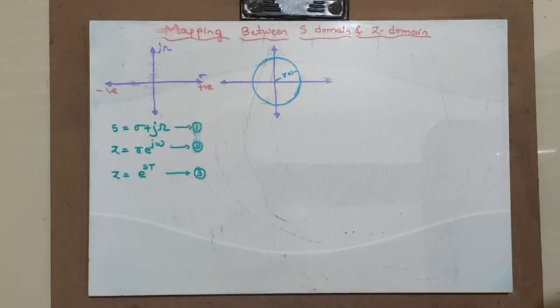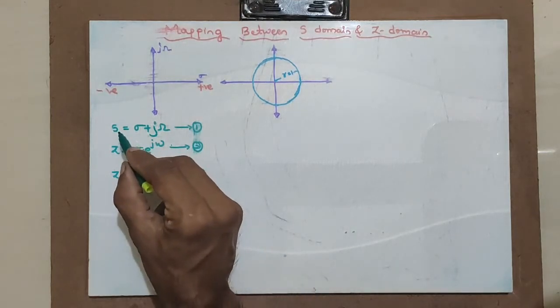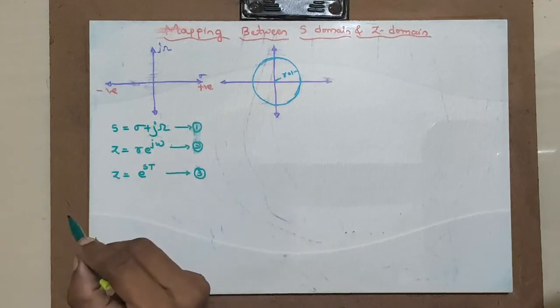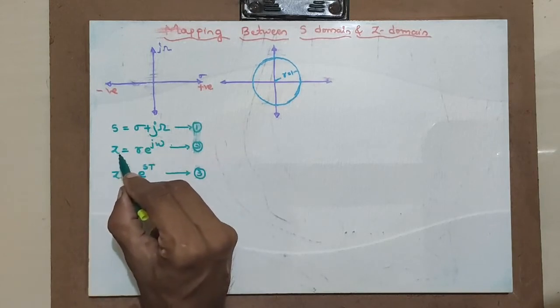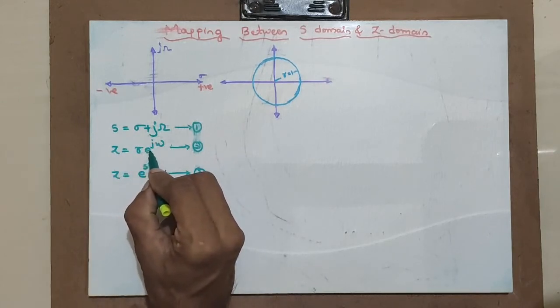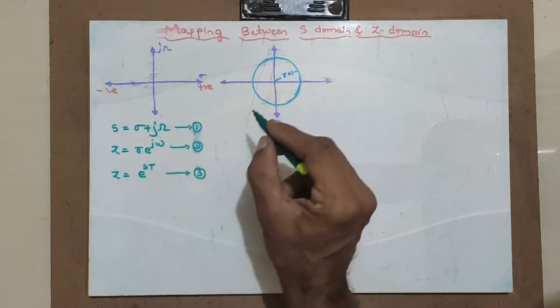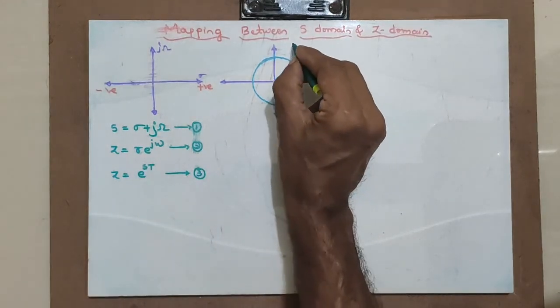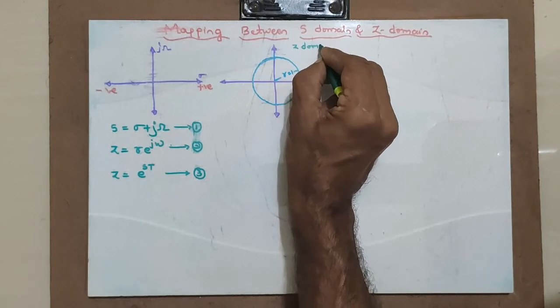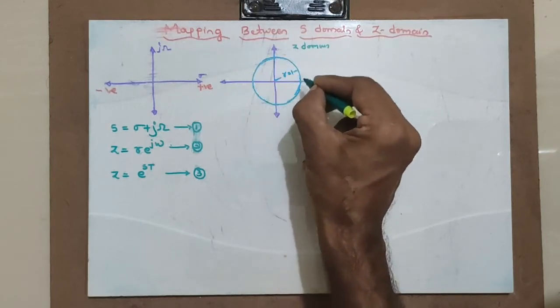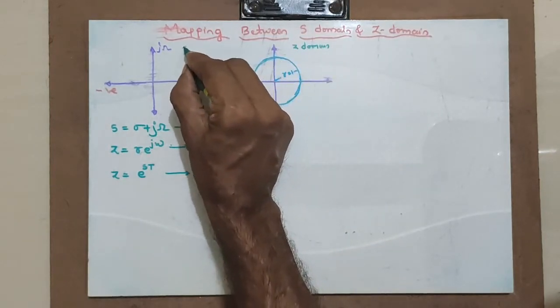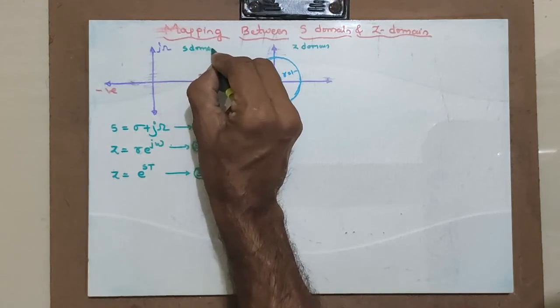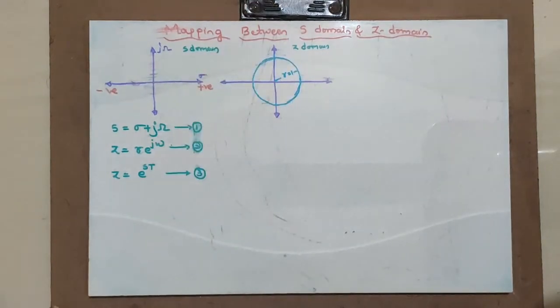That is the discussion in case of mapping between S domain and Z domain. You already have come across this equation: S is equal to sigma plus j omega, and Z is equal to r e raised to jw, where the Z domain, whatever we are discussing, is defined by a unit circle, and this is the S domain, where pole positions are there.